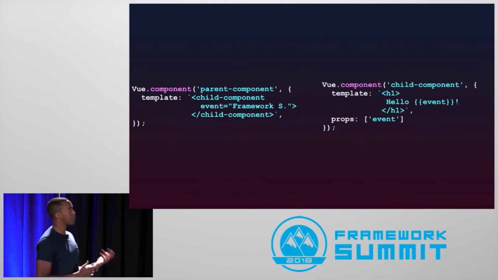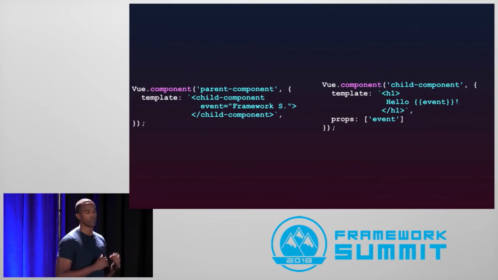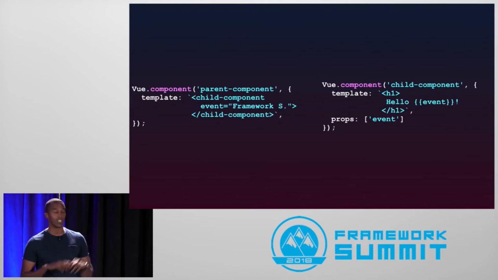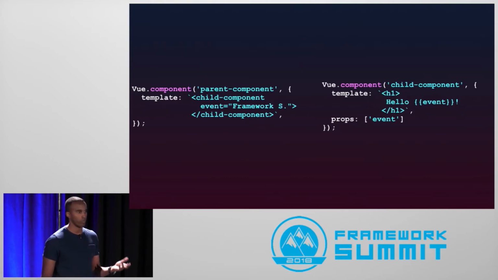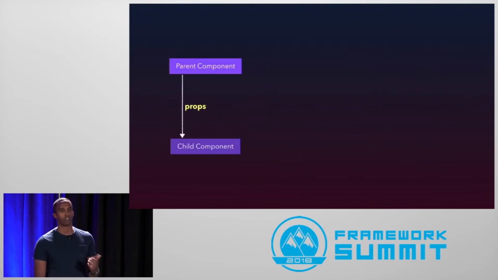Now, the child component, for it to use the props that's been given to it, has to declare the prop in a props attribute. It then uses the mustache syntax to bind that prop onto its template. So this is basically using 2 components to display a single header element that says Hello Framework Summit. Super straightforward. And regardless of how big our app becomes, using props to pass data downwards pretty much remains the same.